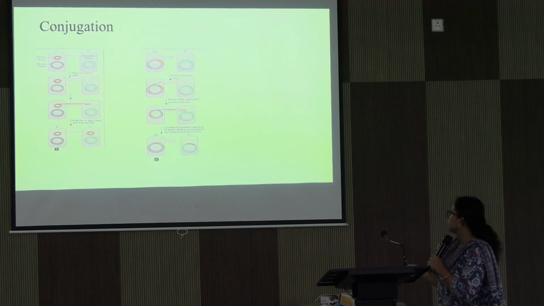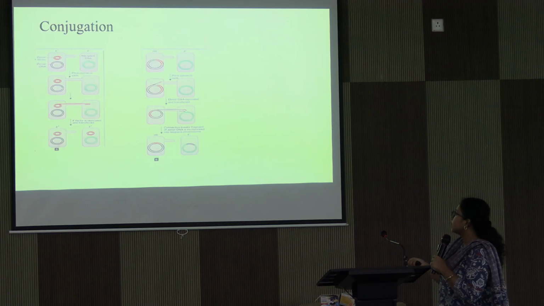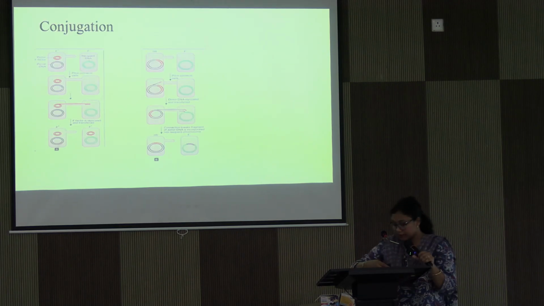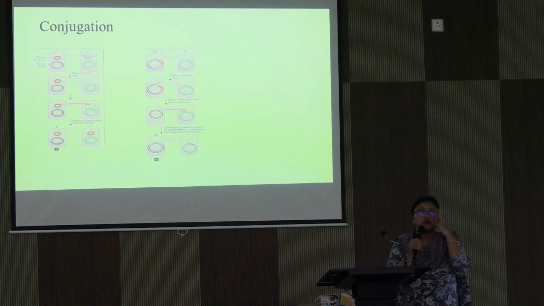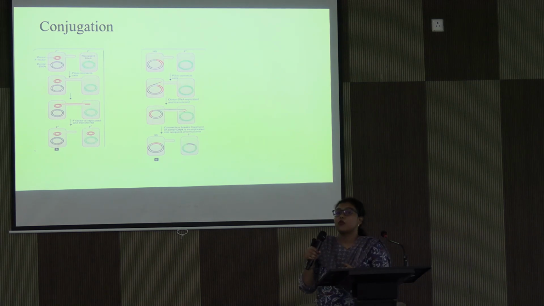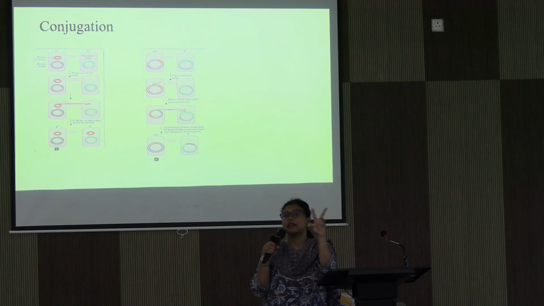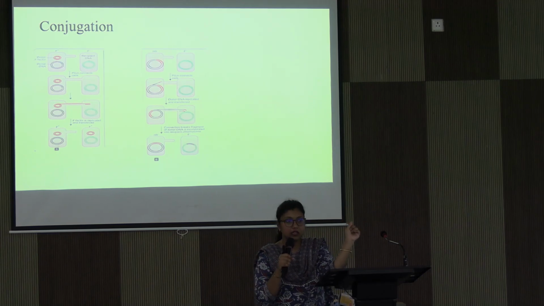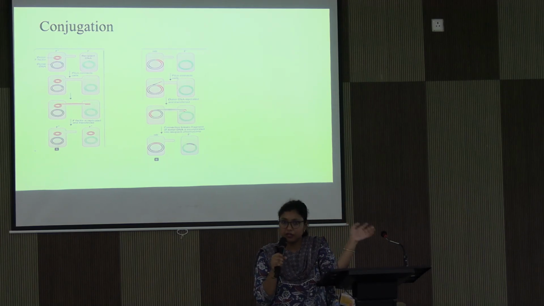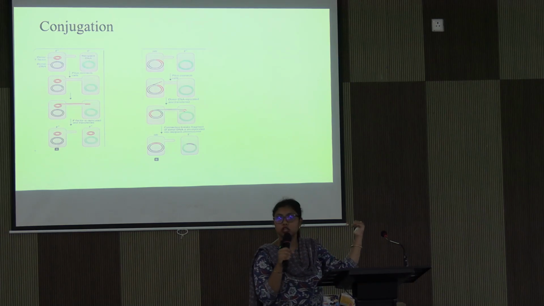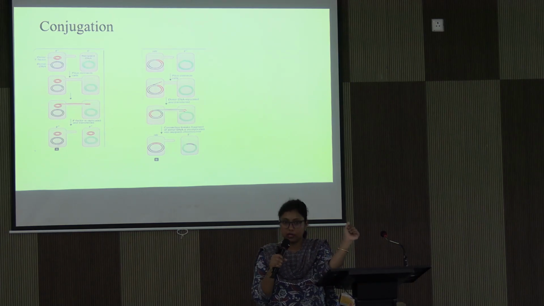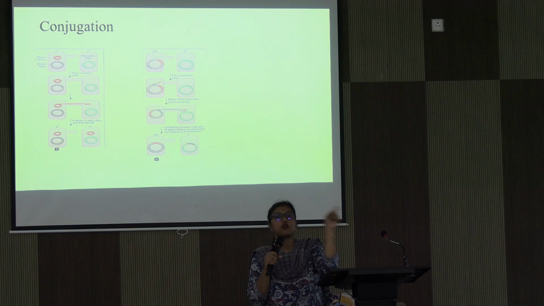This is the same thing. Now, next is conjugation. So, why you need to write this in order, because in transformation and transduction, both are happening when the bacteria are apart. So there is no contact between the bacteria, but in conjugation, the two cells are coming together. They are in contact, one conjugation tube is being formed.